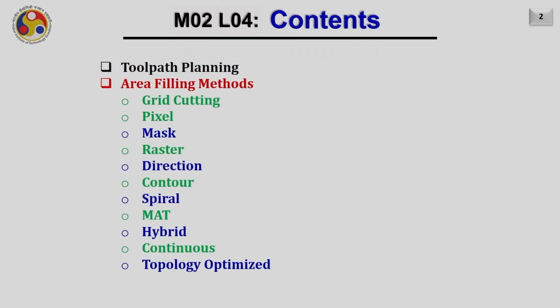Welcome to the fourth lecture of module 2. In this lecture, today we shall discuss toolpath planning. The content of this lecture is highlighted on this slide. We shall first discuss briefly what toolpath planning is, and then we shall discuss various area filling methods such as grid cutting, pixels, mask, raster, direction, contour, spiral, matte, hybrid, continuous and topology optimized area filling methods.